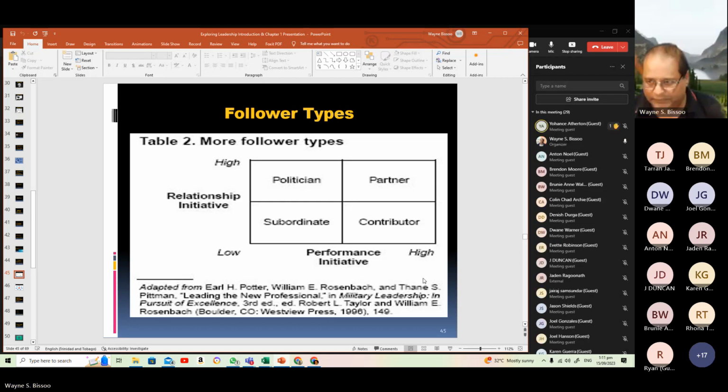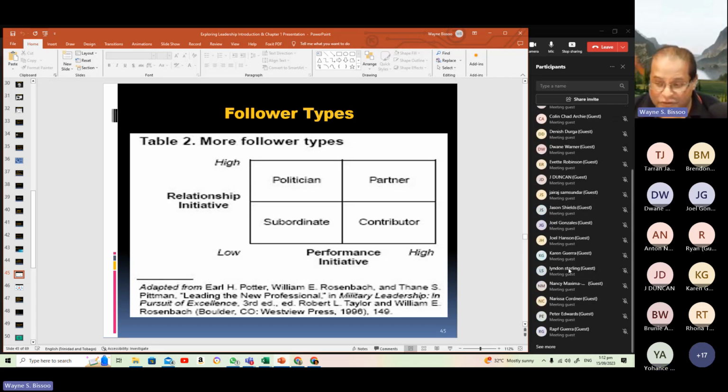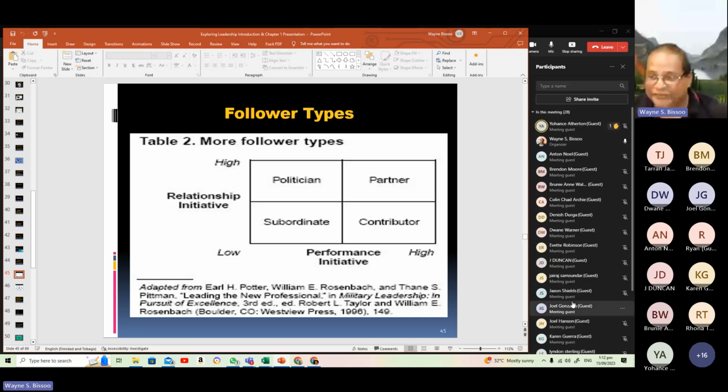Yes, Johan. Atherton, go ahead. Hands up. Yes, sir. I'm just talking about followers. They have a common term people use: in order to be a good leader, you have to be a good follower. Yes. What's your take on that? That is quite true, and you're going to see it when we start to look at this here, because you have to lead by example. That makes sense? All right.